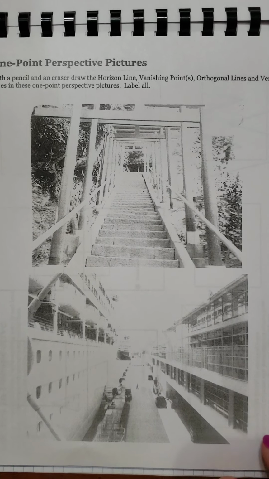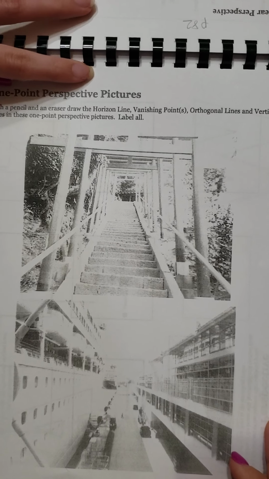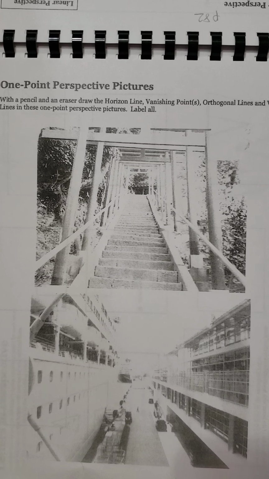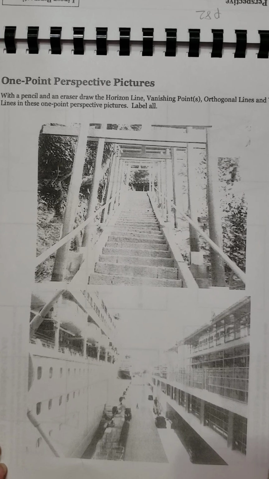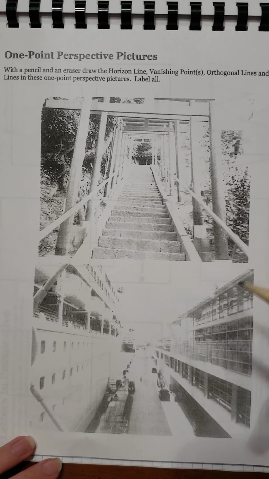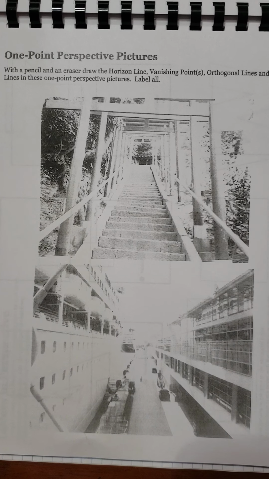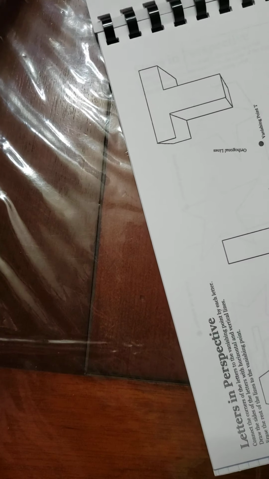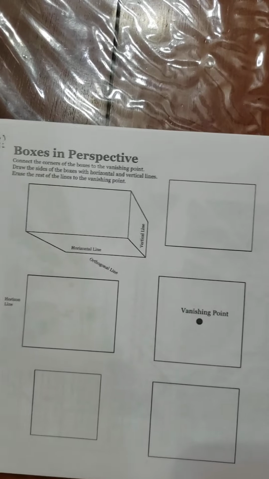So what you're going to do is with your pencil, you're going to draw the horizon line, the vanishing point or points, the orthogonal lines, and the vertical lines in these one-point pictures, and you're going to label all the lines. So I know the top one is a little easier to see than the bottom, but you're just going to do your best. I want you to draw them. You can draw them dark with your pencil and label them. Where's your vanishing point, where are the orthogonal lines, and where are your vertical lines? And then once you're done with that, we're going to start practice with boxes.